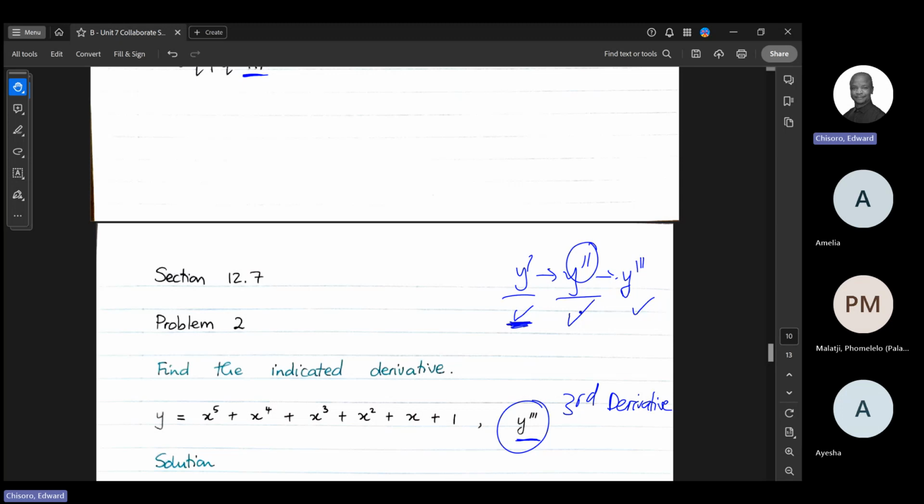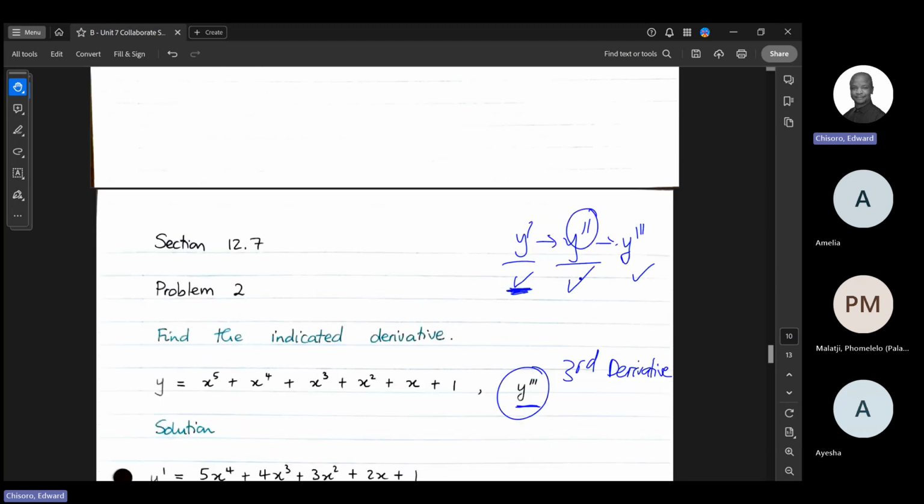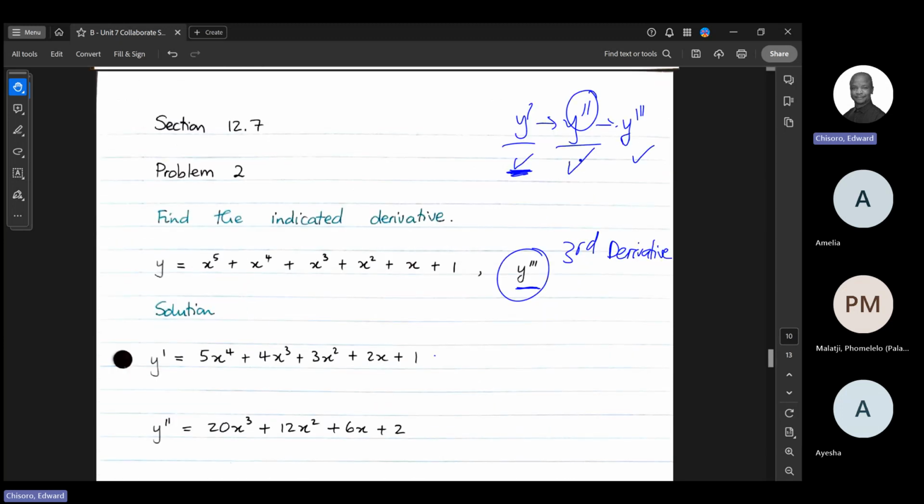Okay, so this one, the first derivative, this is just a polynomial, so it's quite easy to do. It's just powers of x. So the first derivative would be 5x to the 4 plus 4x to the 3 plus 3x to the 2 plus 2x plus 1. Right, so that's that one. If you differentiate your first derivative, you get your second derivative. So this would be 20x to the 3 plus 12x to the 2 plus 6x plus 2 plus 0. Okay, so we get that.